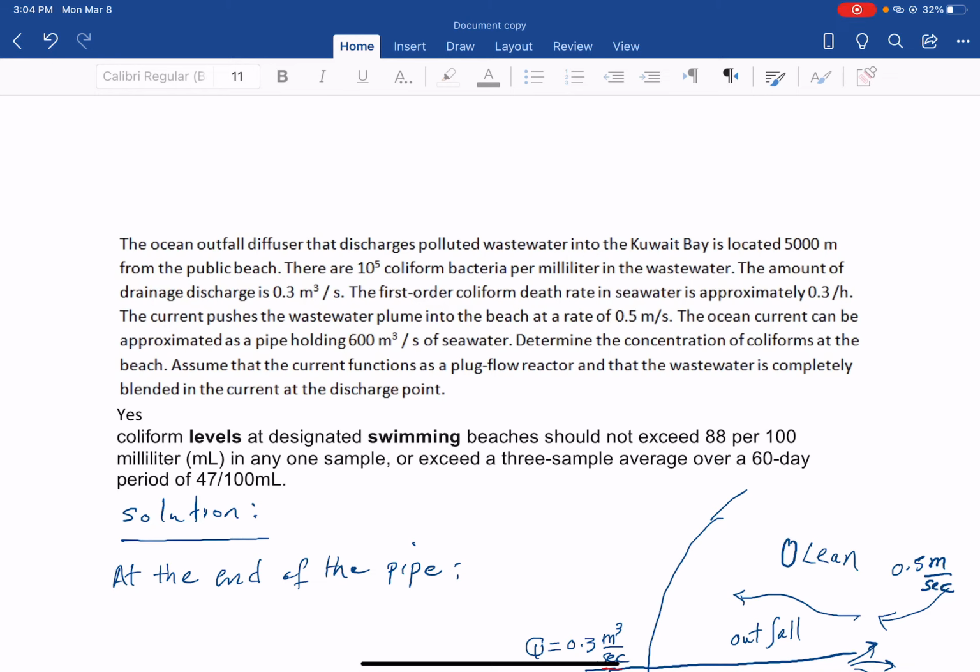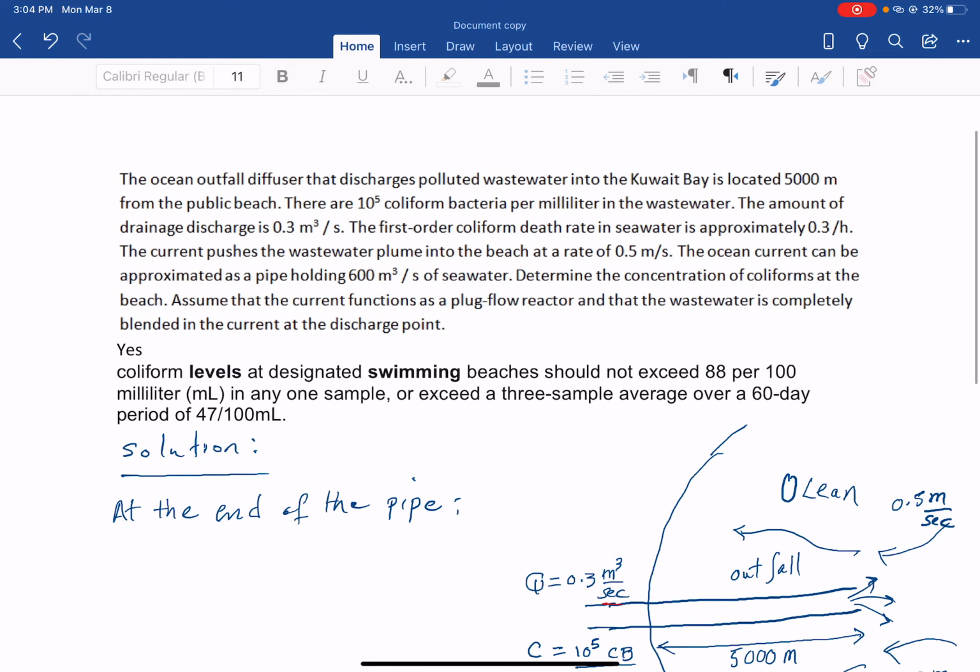Let's try to solve one concept question for the final. This problem occurred like 2 years back in the environmental engineering final, and I would like to explain the solution to this problem.